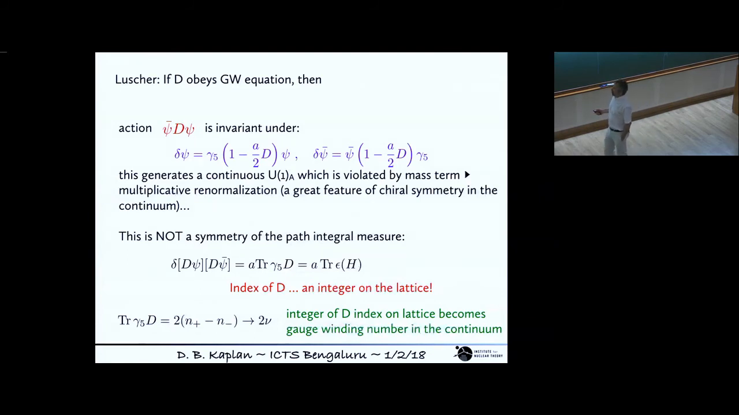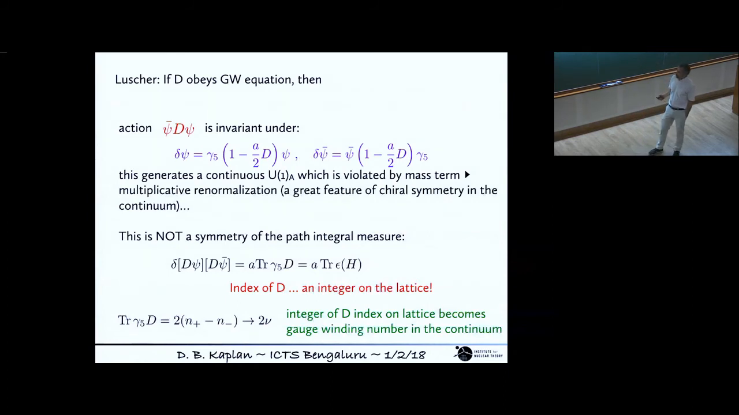Now, you might say, oh, wait a sec, if a simple modification of the chiral symmetry becomes an exact symmetry in the lattice, then how do I get an anomaly? Well, the answer is that this is not a symmetry of the measure of the action, even on the lattice. If I look at the variation of the measure, I find that this goes like trace gamma 5 D, and this is the index of the overlap operator. And if I stick in the overlap formula for D, this is just the trace of the sine function of H. So one thing that's neat about it is that, except for this factor of lattice spacing, this is always an integer on the lattice because the eigenvalues of this operator are just plus or minus 1.